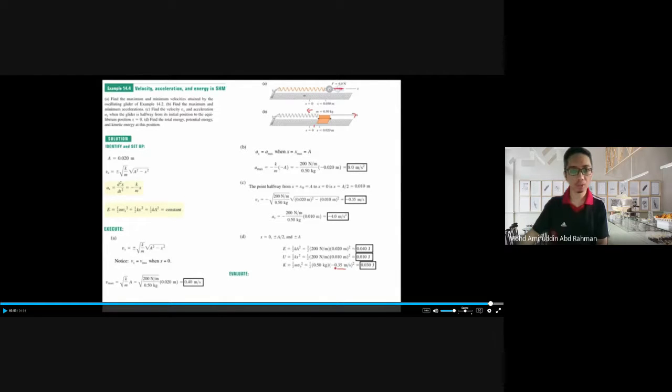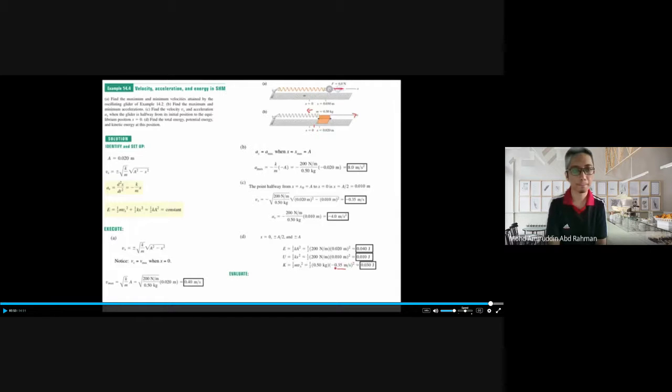This is our equation for the velocity relationship. Vx equals plus or minus the square root of k over m times the square root of a squared minus x squared, where a is the amplitude. So that's the relationship.